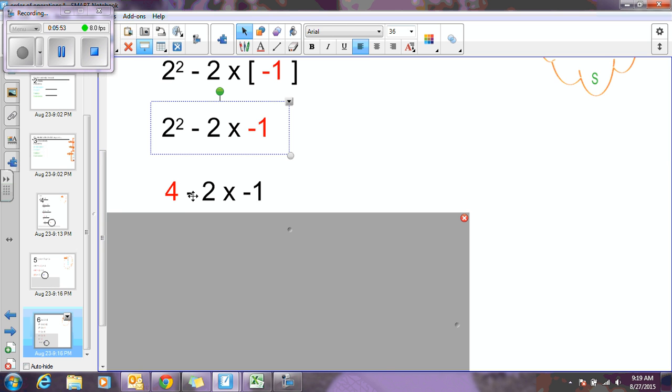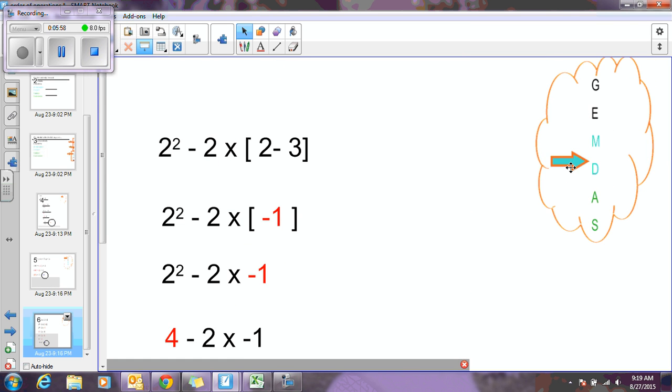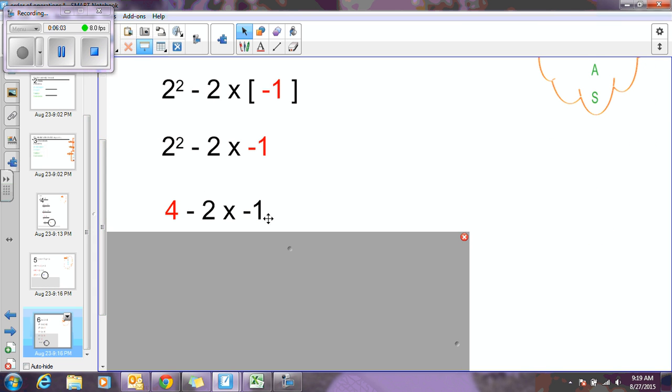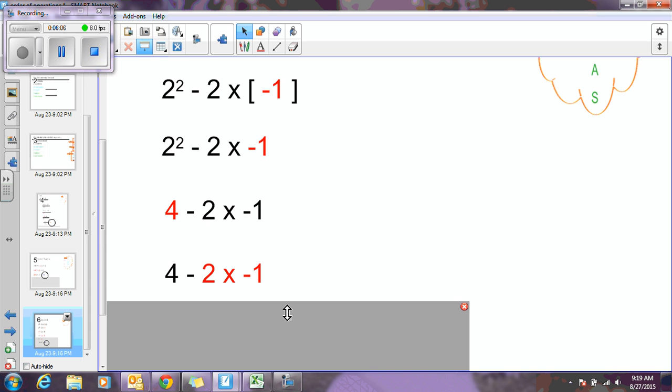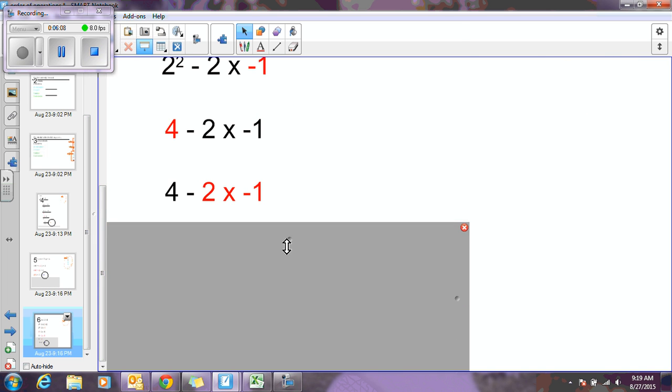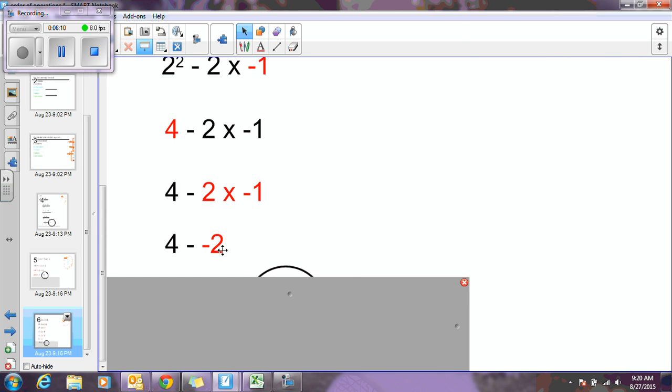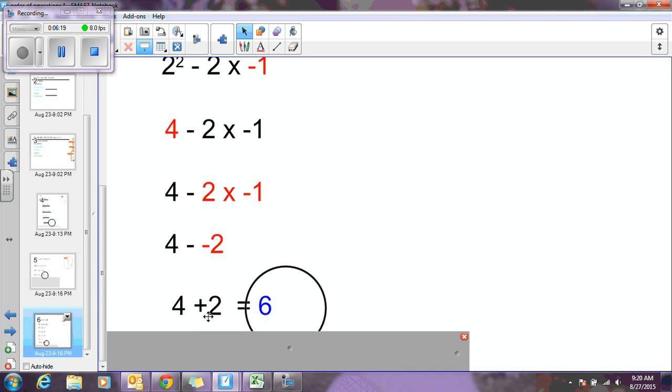Then I have subtraction and a multiplication. So looking at GEMDAS, I know that my multiplication division comes first. So we're going to take 2 times -1, and it's in red. 2 times -1 is -2, and then we bring down what we didn't use. So we have 4 take away -2, which is really like thinking 4 plus 2. We're going to talk about that when we do integers. And our final answer, 4 plus 2, is 6.